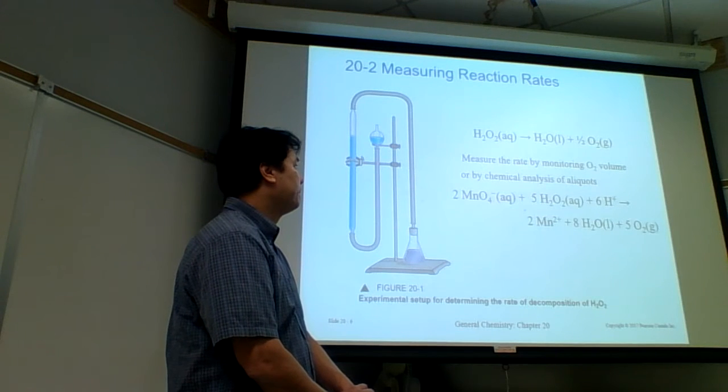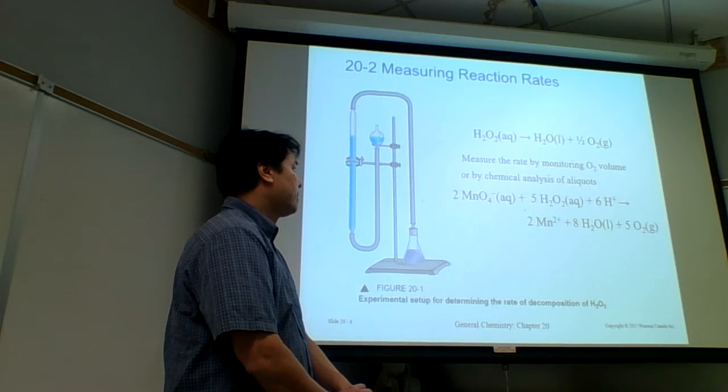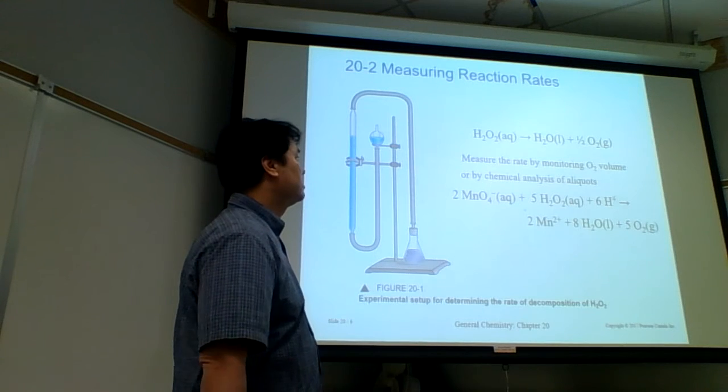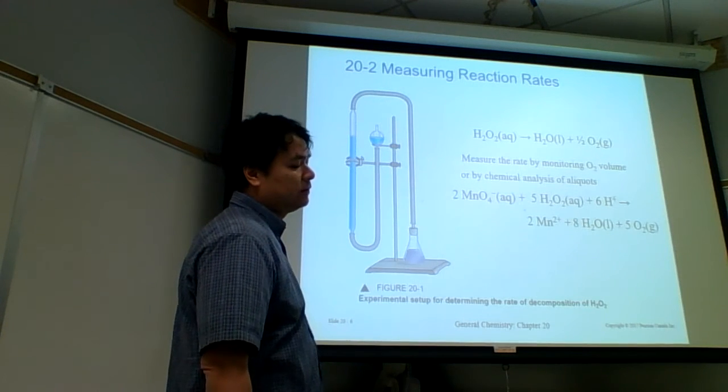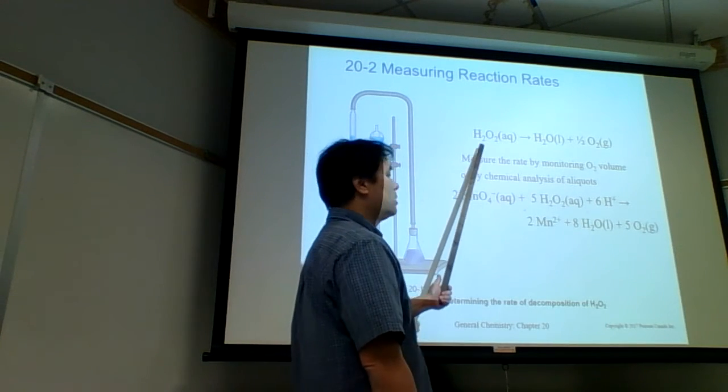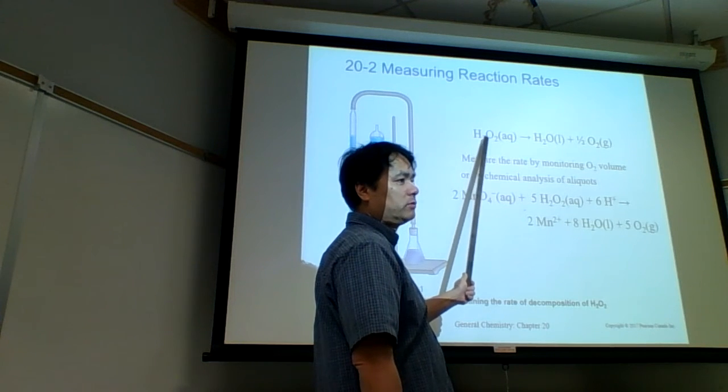Well, the first one is called the disproportionation, because the funny thing is hydrogen peroxide is both the oxidizer and the reducer. The first one.